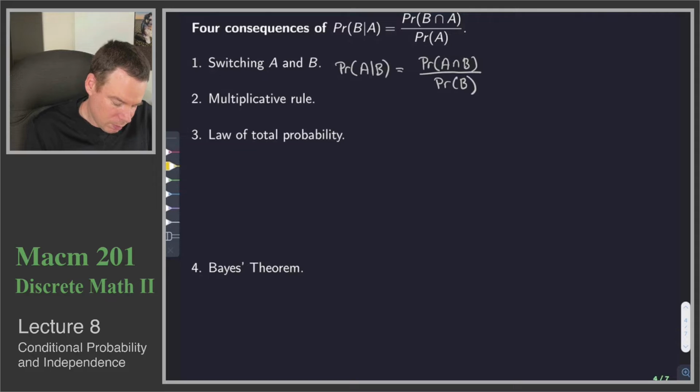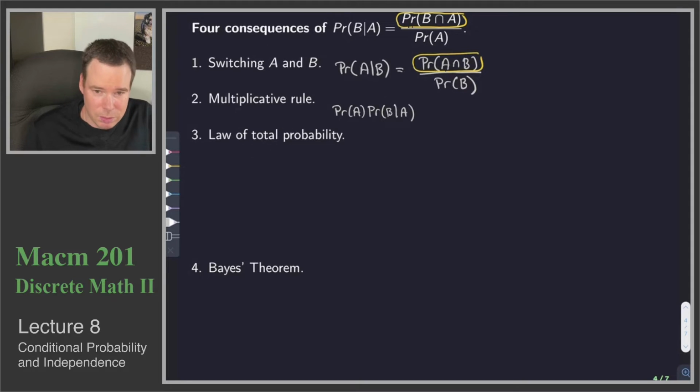The nice thing about this is they have something in common. The probability of B intersect A and the probability of A intersect B are the same, because A intersect B is B intersect A. And so I can solve these 2 equations for the probability of their intersection. That means that the probability of A times the probability of B given A, taking the equation at the top of the page and multiplying both sides by the probability of A, is equal to the probability of the intersection.